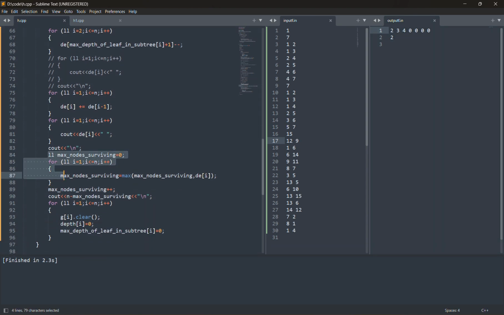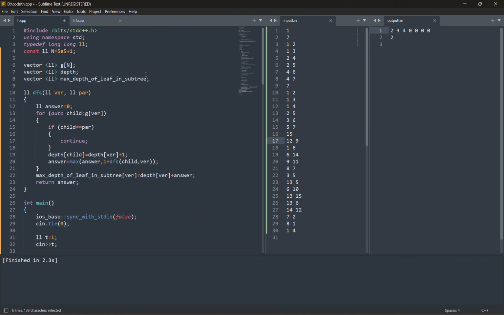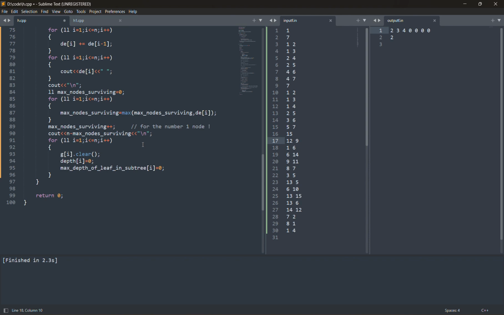And here I am calculating the maximum nodes surviving, and this plus plus is for the number one node. Basically you will output n minus maximum nodes surviving. And because I'm declaring the arrays globally, I have to clear them up for the next test case. Yep, makes a lot more sense, I believe.